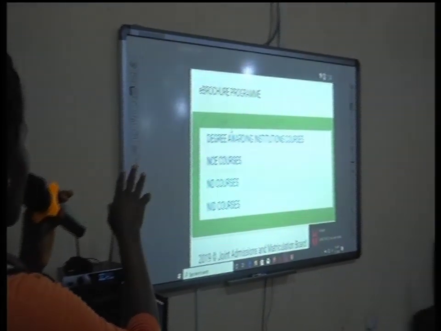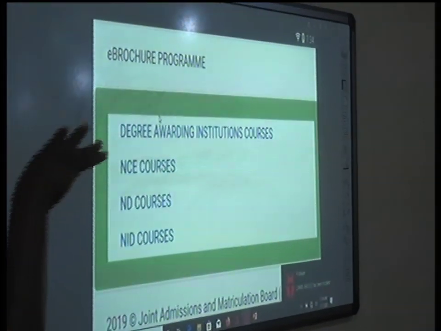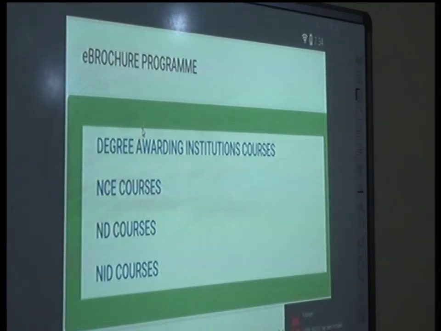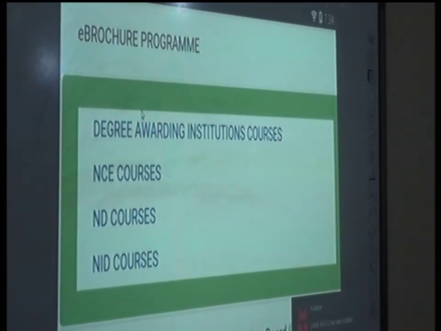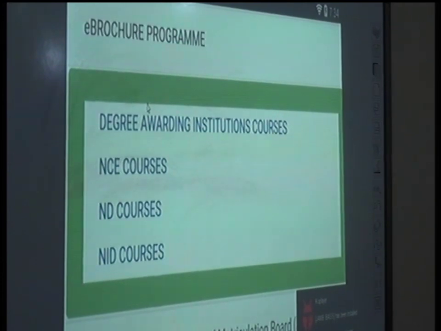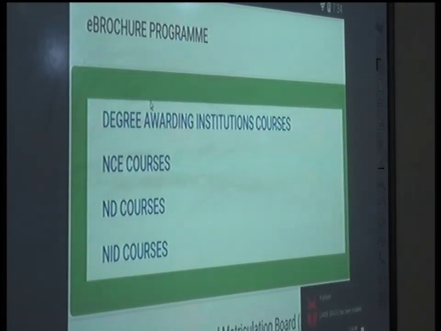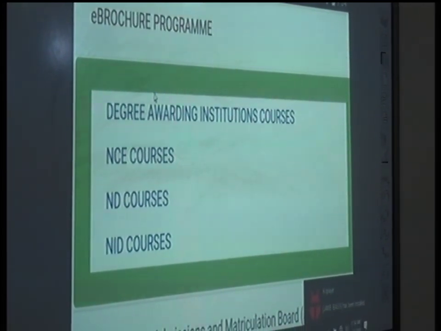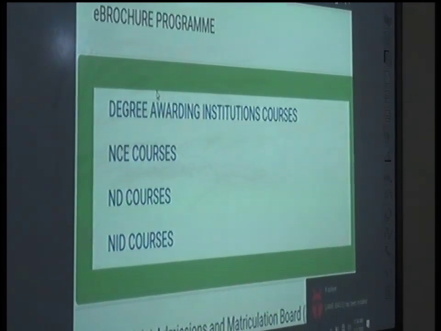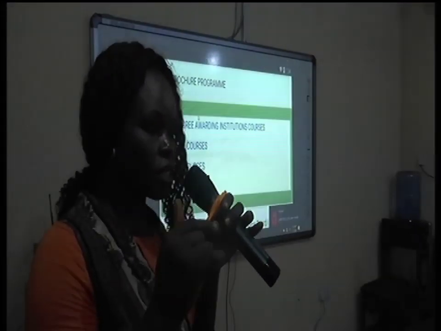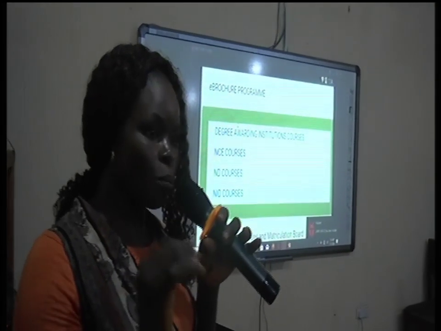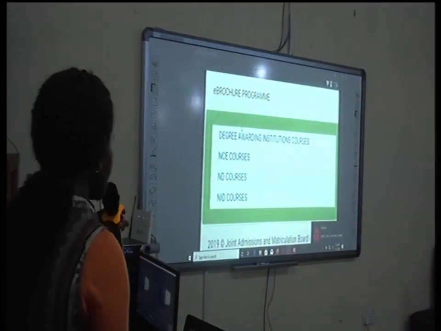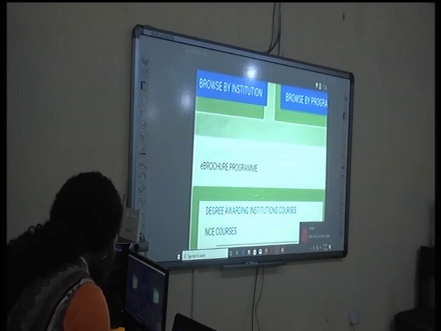Now if you can see, we have degree awarding institution courses. We have NCE courses. It's almost the same thing; the difference is just the programs. We have ND courses and we have NID courses. When you click on them, you will see the various course combinations that you need. Because of time, I can't do this for now. Sorry for that.